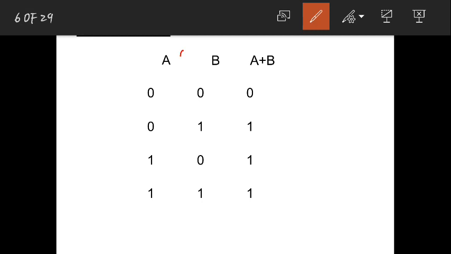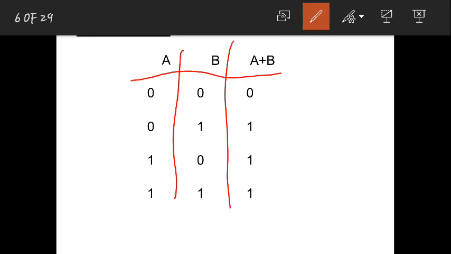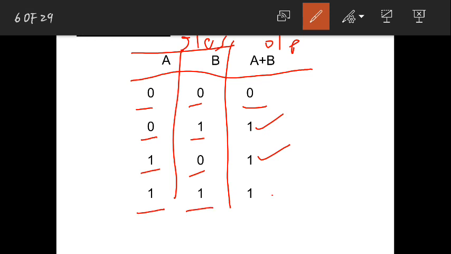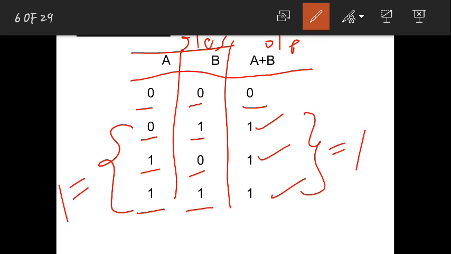This is called the truth table. This is the output and these both are inputs. The same thing I said: when you give inputs 0 and 0, the output will be equal to 0. When you give inputs 0 and 1, the output is equal to 1. When you give 1 and 0, the output is equal to 1. When the inputs are 1 and 1, the output is equal to 1. So from this what can I say? If at least any one of the inputs is equal to 1, the output is always equal to 1. See, in these 3 cases, at least one input is 1, so the output is equal to 1. But here no input is 1, so the output is equal to 0.